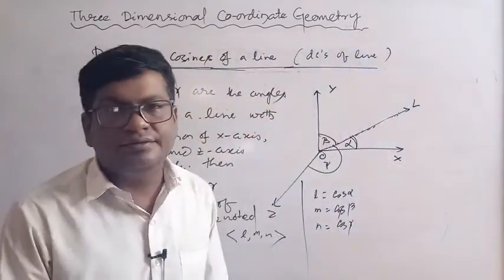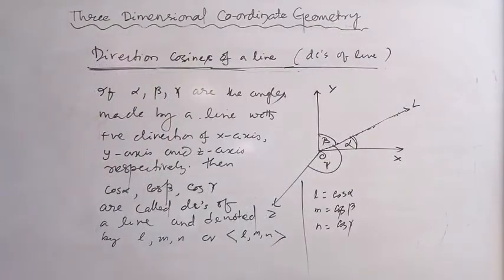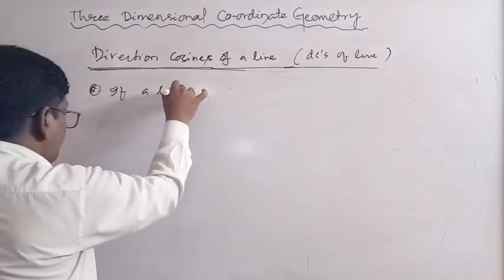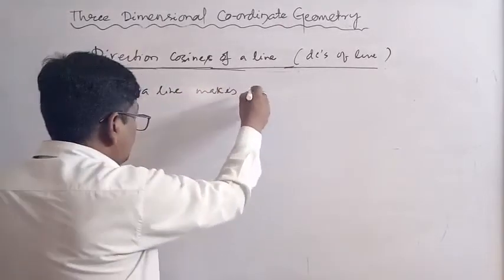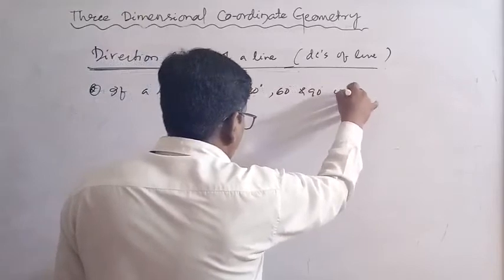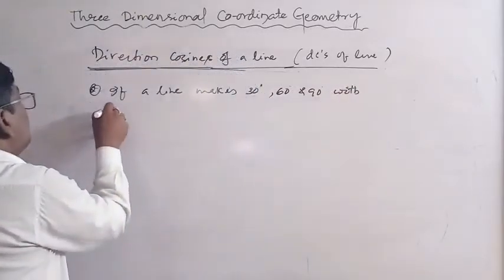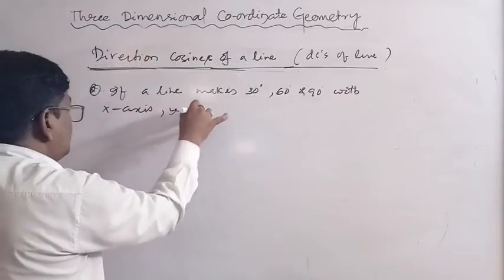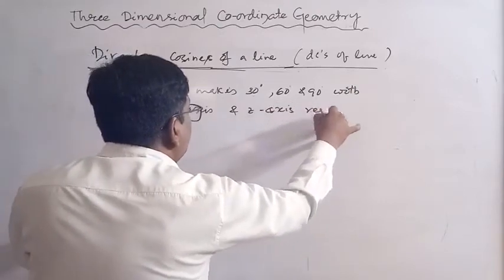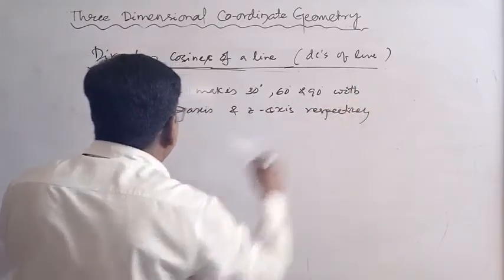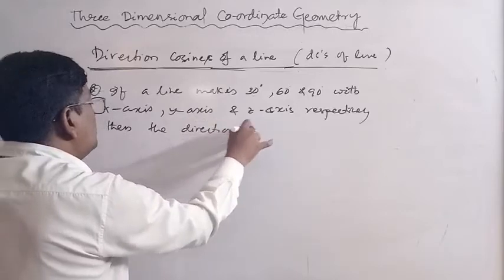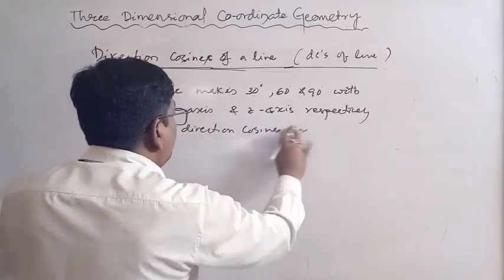Now one example question. If a line makes 30 degree, 60 degree and 90 degree with the x-axis, y-axis and z-axis respectively, then the DCs, direction cosines, of the line are?